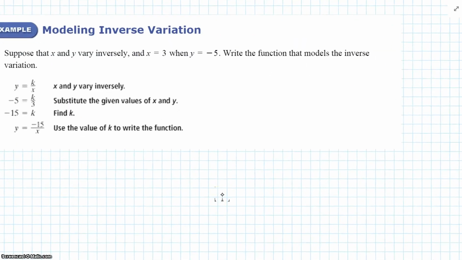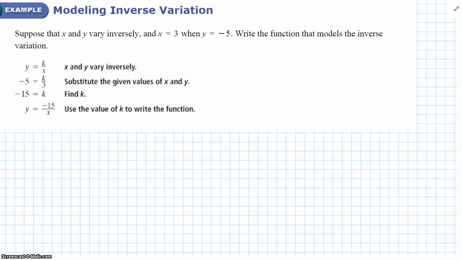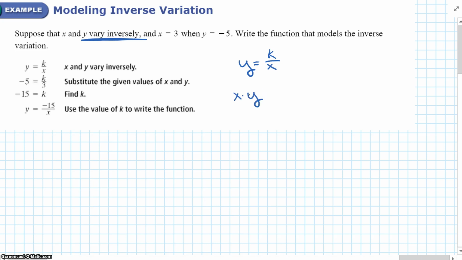Let's model an inverse variation. Suppose that x and y vary inversely, and x equals 3 and y equals -5. You see it says vary inversely, so you could say y equals k over x, or x times y equals k. What's my x value? 3. What's my y value? -5. So what's my k value? -15. So I can rewrite it as y equals -15 over x.